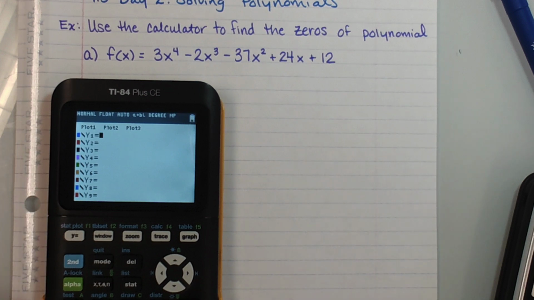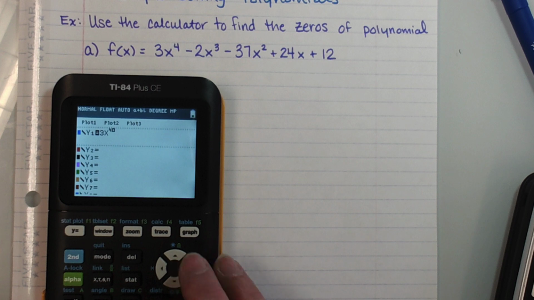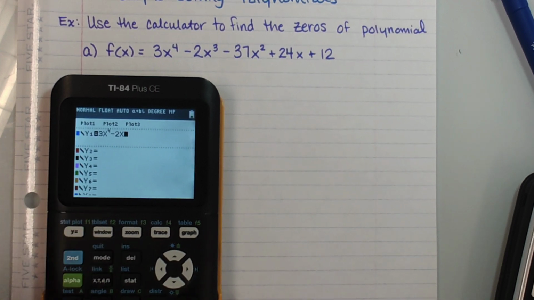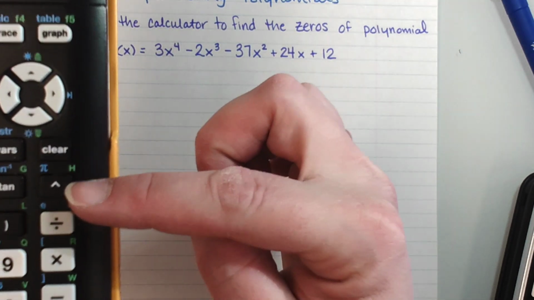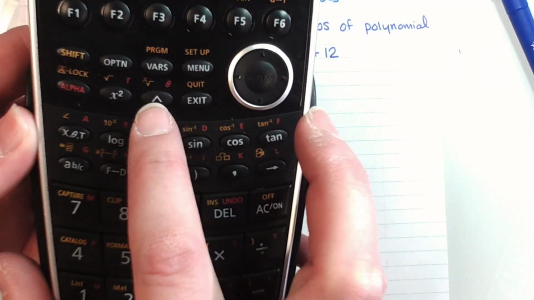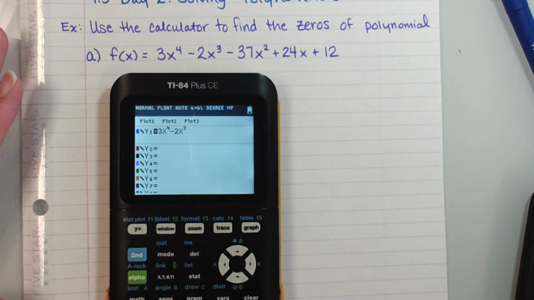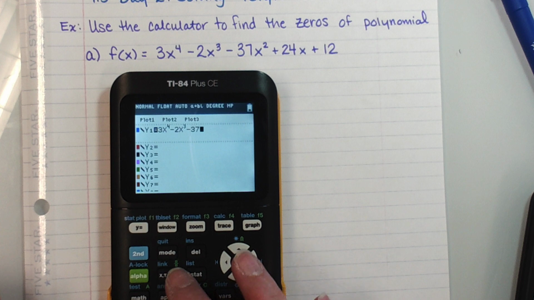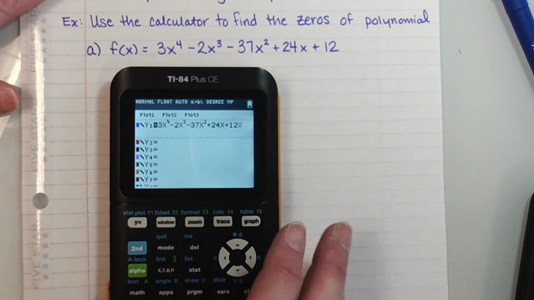Okay, so type in your function. 3x to the power of 4 minus, ooh, don't do like I just did. Make sure you're getting out of the exponent. 2x to the power of, the power button. Where's that on the other one? 2 buttons to the right of alpha. Minus 37x squared plus 24x plus 12.